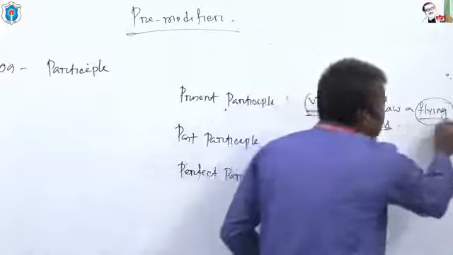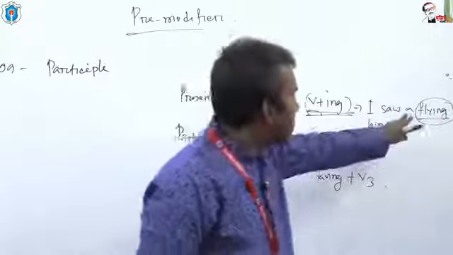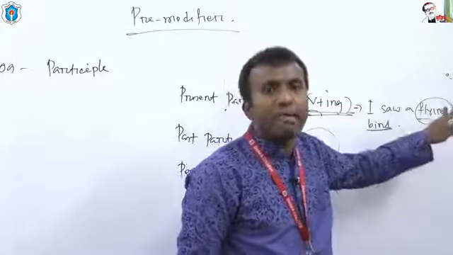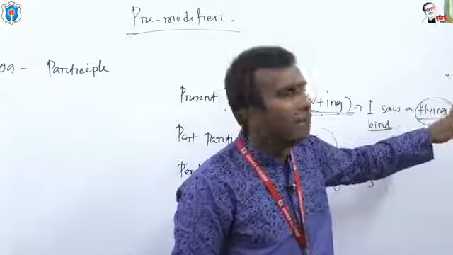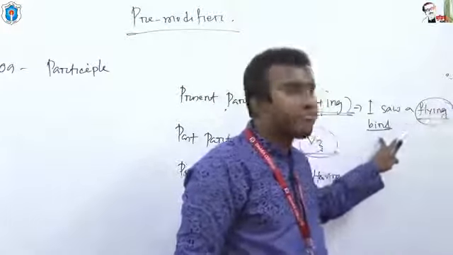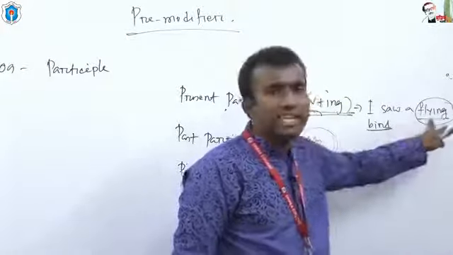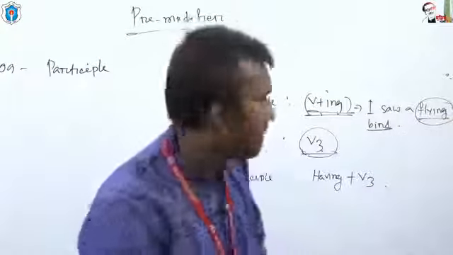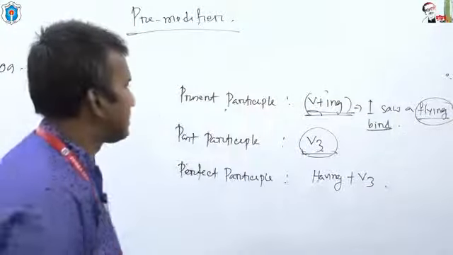And what is the structure of flying? It has been constructed with the help of verb plus ing. Fly plus ing is equal to flying. This flying modifies a noun. Can we say that this is an example of present participle? Yes, I can.